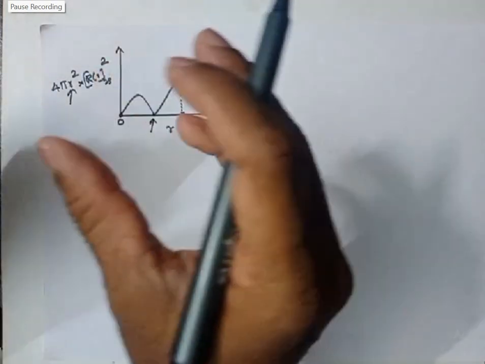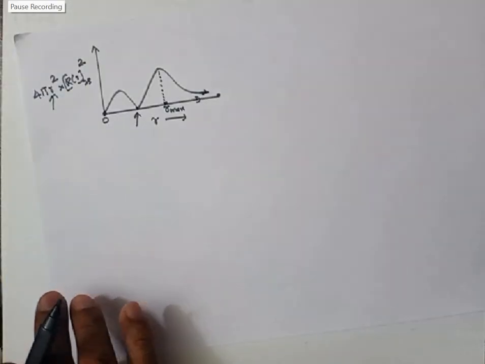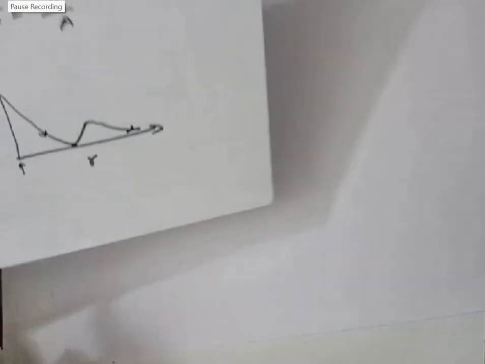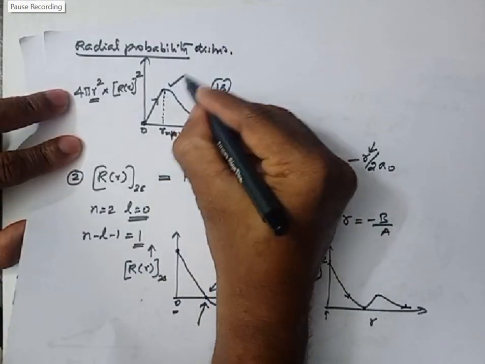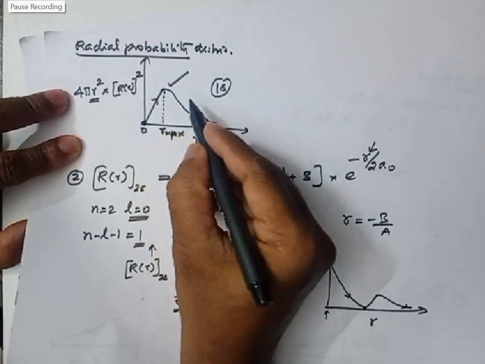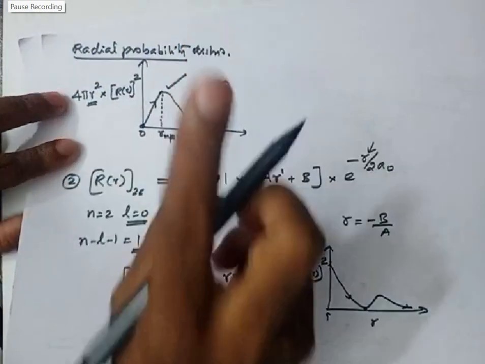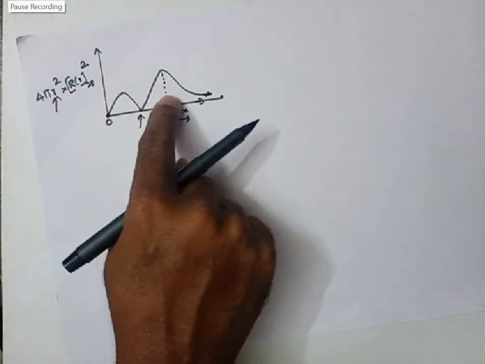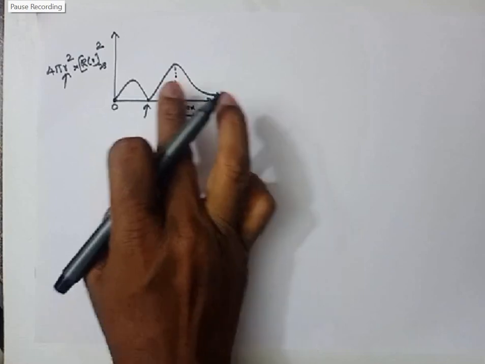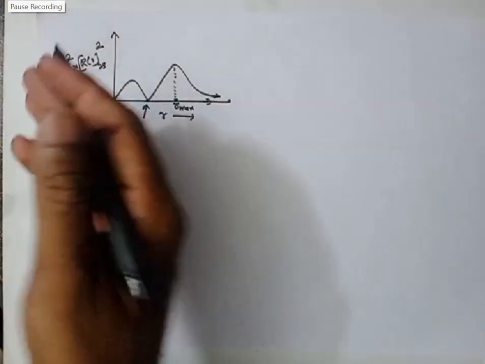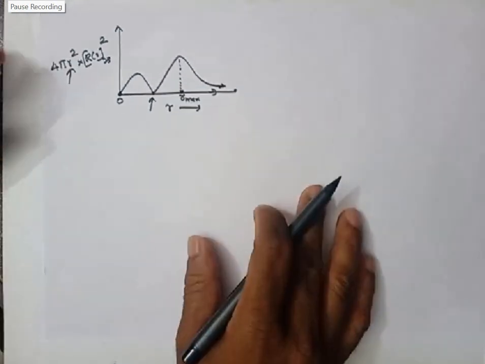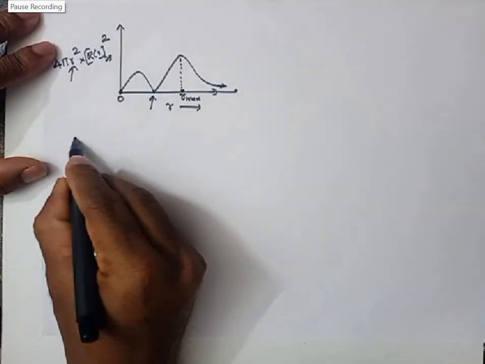So the point is this, listen, if you take the radial probability plot, observe well, for 1s orbital I will get only one maxima. For 2s orbital the radial probability curve has two maxima and one node. If you go to 3s orbital, can anyone tell me how the radial wave function look like for 3s orbital?